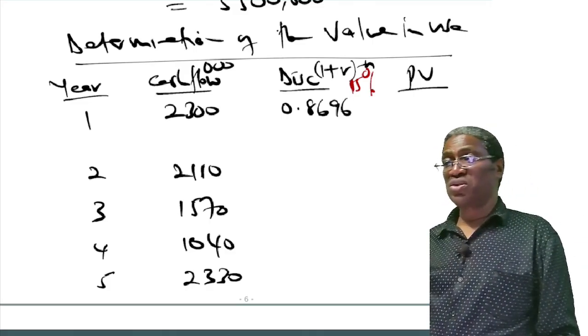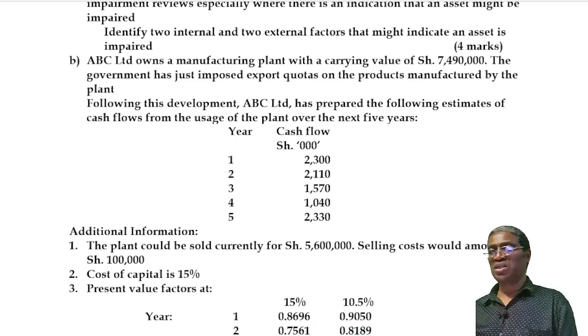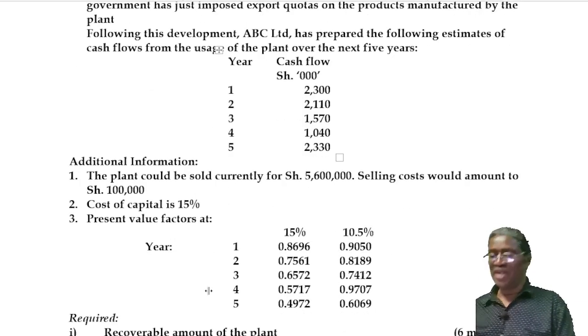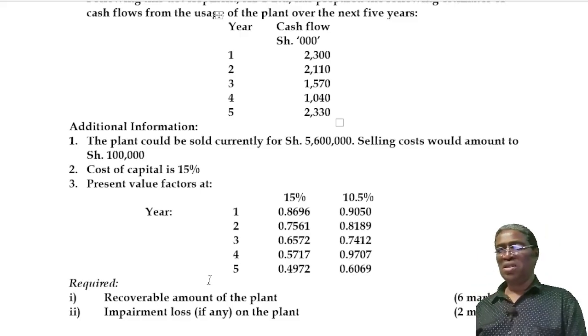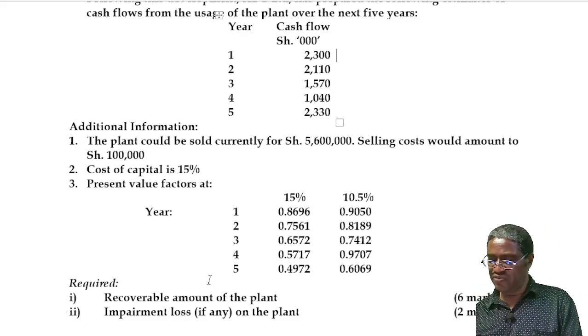Let me see whether it's the same. Let me go back to the question. Yes, you can see down there in the figures they have given us 86.96. So good. Let's copy the others. The second year it's given as 75.61 to be the discounting factor. Copy that. Third year it is 65.72. Fourth year it's 57.17. Fifth year it is 49.72. Good.